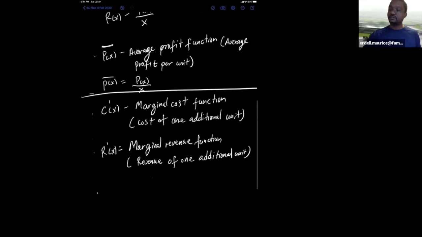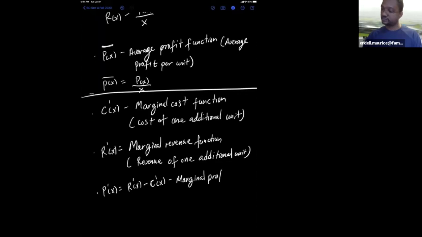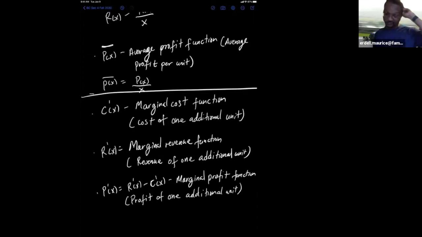And then we have our marginal profit function. That's going to be marginal revenue minus marginal cost, or simply the derivative of the profit function. And that's going to be the profit of one additional unit. I should say approximate. All right, so that's the other background that we need.